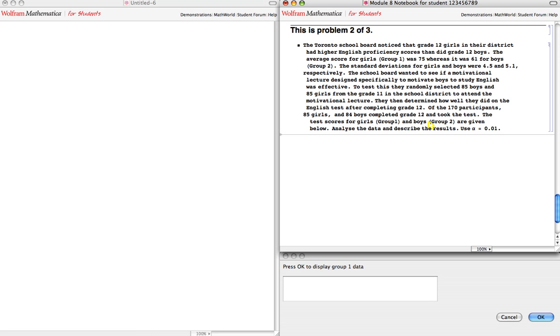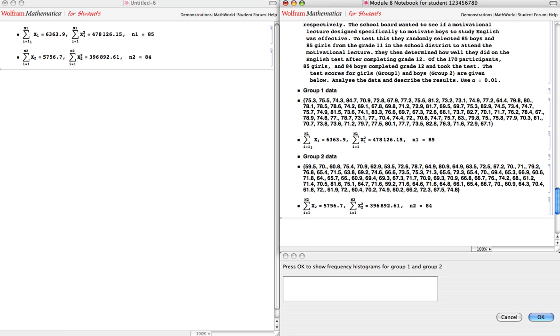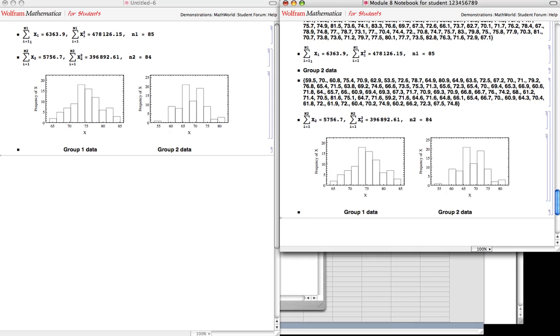Alright, this problem is about scores on an English proficiency test, and there's concern about the difference between boys and girls. The school board brings in a motivational lecture so that boys will be motivated to study harder. Okay, so I'm going to see what the data look like by pressing enter. Alright, so we have 85 girls, 84 boys.